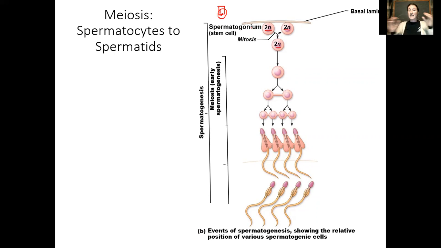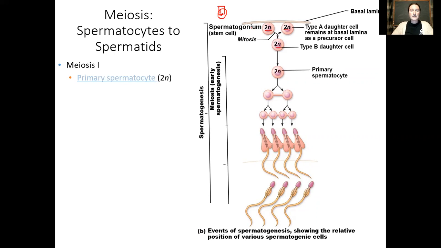By the time these cells get to the lumen, they should be independent gametes, and then they can be washed away into the epididymis. Okay, so here we see the type B daughter cell. This is also diploid. Once it moves into the next region of the seminiferous tubule, we can call it the primary spermatocyte. Okay, so primary indicating that there's going to be a secondary here soon.